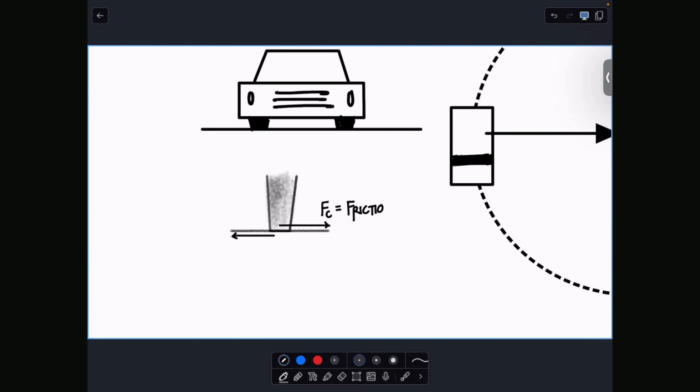Now, students don't understand this, and it is actually normal. So I'll explain with a better example. Imagine yourself in a car. Okay, you're inside the car, you're in the back seat.